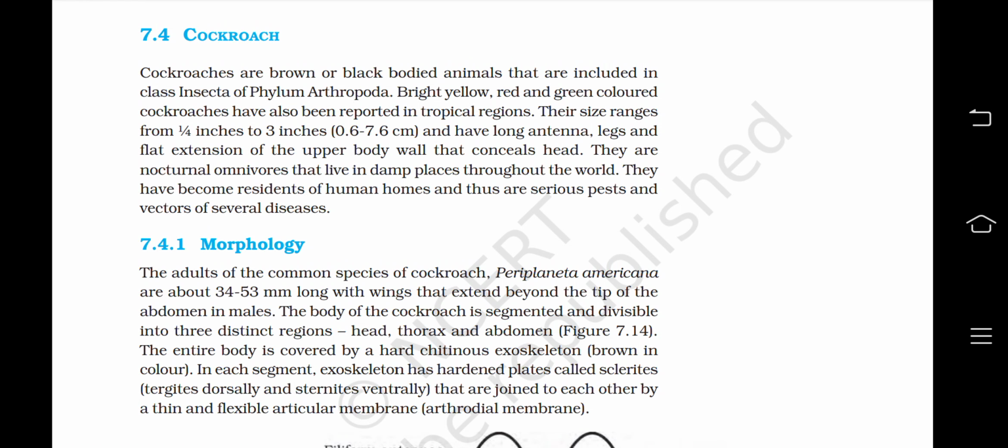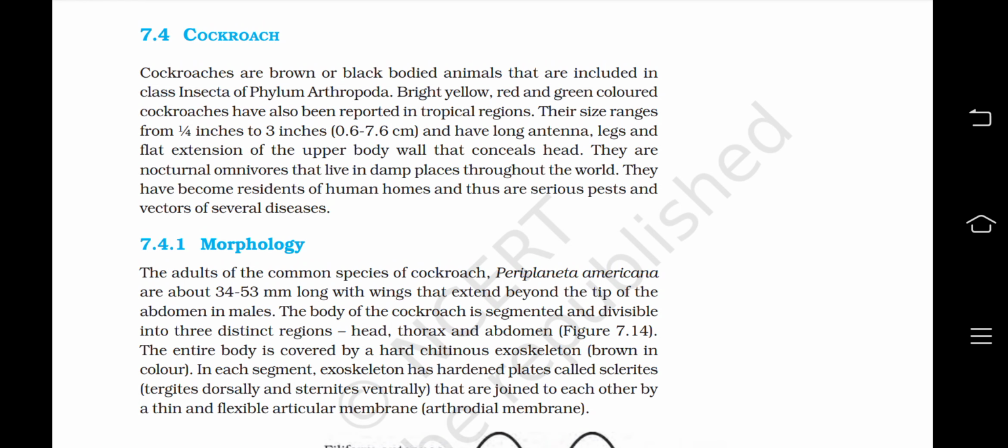Cockroaches are brown or black-bodied animals that are included in class Insecta of phylum Arthropoda. Bright yellow, red, and green colored cockroaches have also been reported in tropical regions. Their size ranges from 1/4 inches to 3 inches, that is, 0.6 to 7.6 centimeters, and they have long antennae, legs, and a flat extension of the upper body wall that conceals the head.